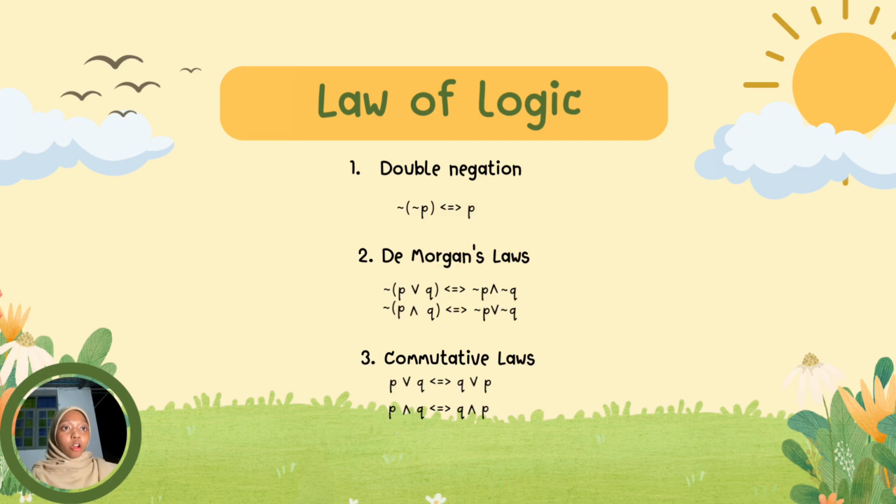First, let's learn about the laws of logic. First law is double negation. It's like not in bracket not P, close the bracket, equal to P. Second, De Morgan's law. First, we know as not in bracket P or Q, close the bracket, equal to not P and not Q. And it can be not in bracket P and Q, close the bracket, equal to not P or not Q. Third, we know as commutative laws. First, P or Q equal to Q or P. Next, P and Q equal to Q and P.